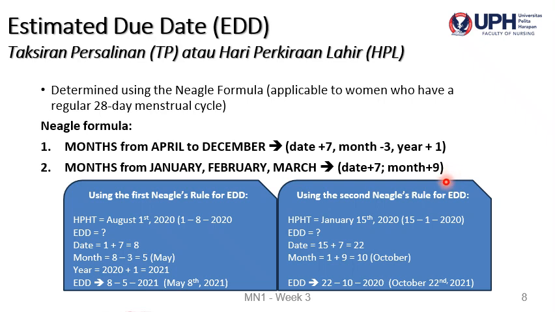So it will be 8 May 2021. And if the LMP is on January 15, so you will have to add 15 with 7, so the date will be 22nd. And then the month would be 1 plus 9, so it will be around October 22nd, 2020. So that's how we calculate the estimated due date.